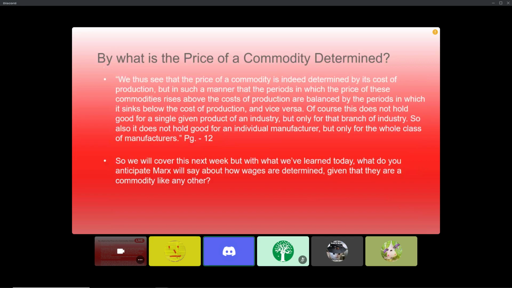So also does it not hold good for an individual manufacturer, but only for the whole class of manufacturers. A lot of people like to dunk on Marx and say you could never run a business the way Marxian economics works. And it's like, no shit. He's not talking about your microeconomics as a business. He's talking about the system in an industry functioning as a whole, and your business is one quantum of that industry. I like to bring that up because it's one of the things you hear so often, like, Marx was wrong because of X. And it's like, not only is that not what Marx said, Marx explicitly came out and said, guys, that's not what I'm saying.